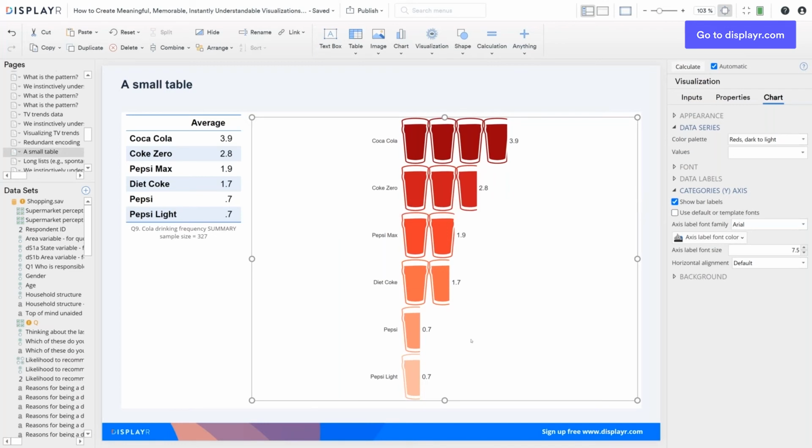Note that Pepsi Light down here and Pepsi are different shades, even though they've got the same numbers. That doesn't quite make sense. So what we need to do is, at the moment, the coloring is just based on the ordering of the series. It's better if we actually hook it up and shade each individual value based on the actual data itself.